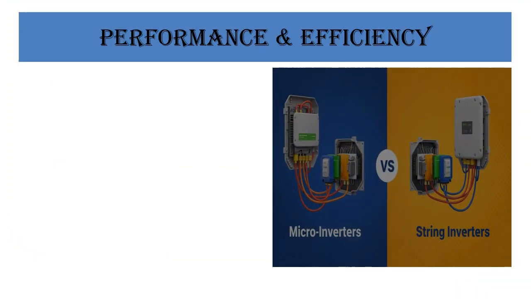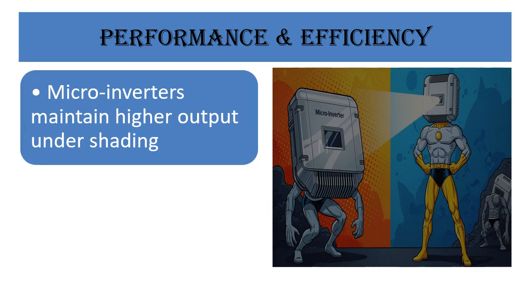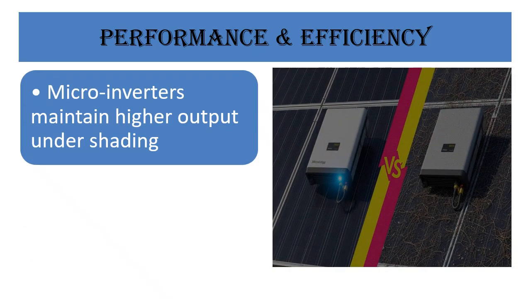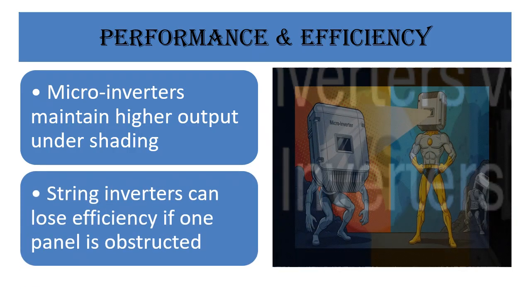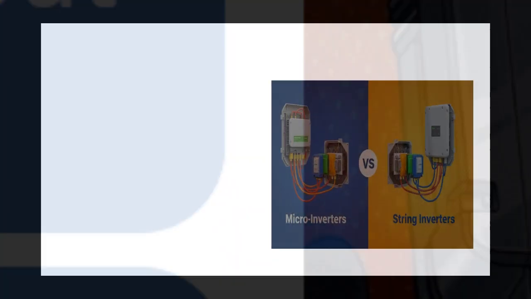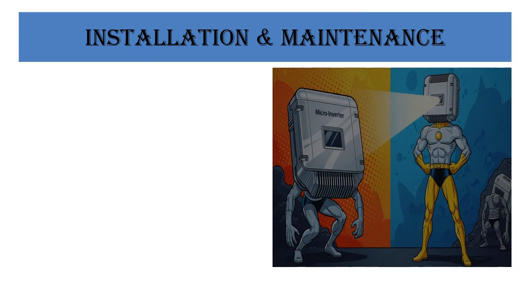Performance and efficiency. Microinverters tend to maintain higher energy output when some panels are shaded or dirty. String inverters, on the other hand, can lose efficiency if just one panel is obstructed. In uniform conditions, however, both perform comparably.